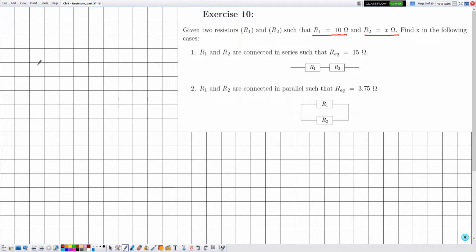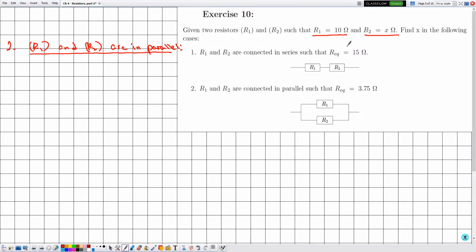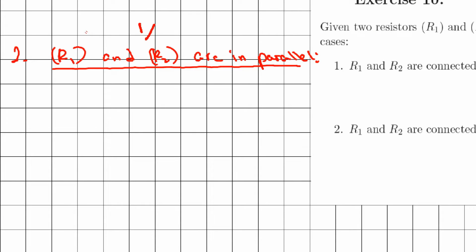Then here, idea number 2, let me state that R1 and R2 are in parallel. Notice that the aim is not to calculate the R equivalent, but rather to calculate the unknown value x, and this is related to R equivalent. In order to find the value of x, simply we need to fit x in an equation. Usually this statement they give it half a mark.